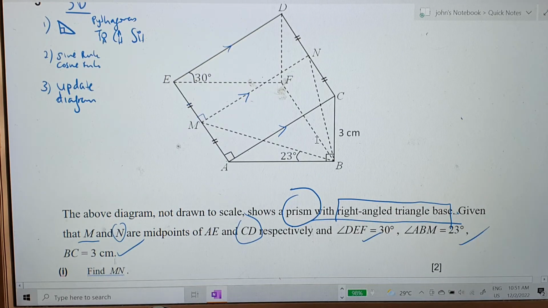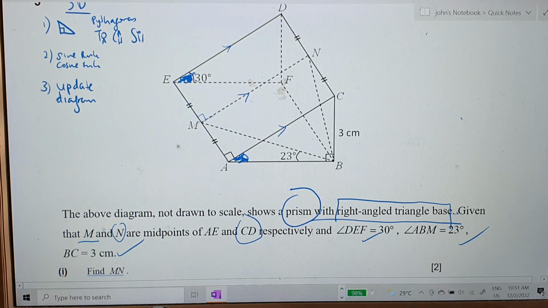Now we are supposed to find MN. You see? You see why just now what I told you is important? If this is parallel to this and parallel to this, right? Don't you agree that this length AC is the same as MN? And if this is 30, this is 30, right? This must be 30.